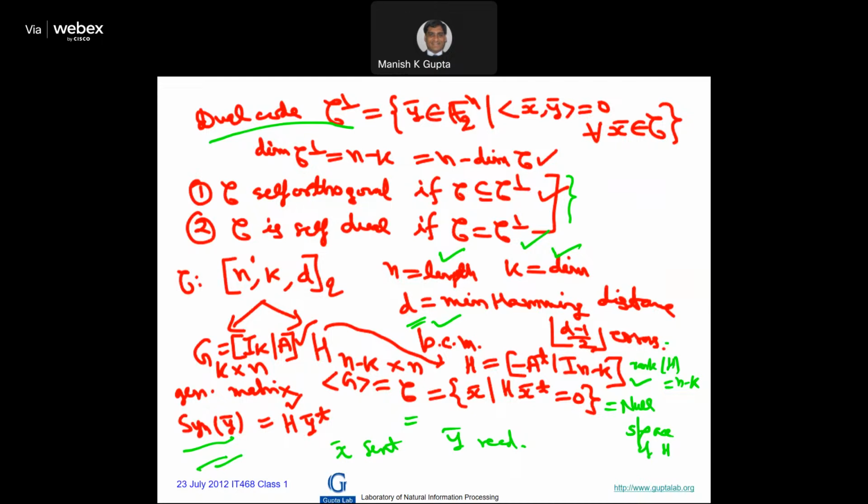Okay. So if G is [I_k | A], H is [-A transpose | I_(n-k)]. So rank of H is n minus k, whereas rank of G is k. Rank of G is k, rank of H is n minus k. So in other words, we also call null space of... I think let me give you an example.